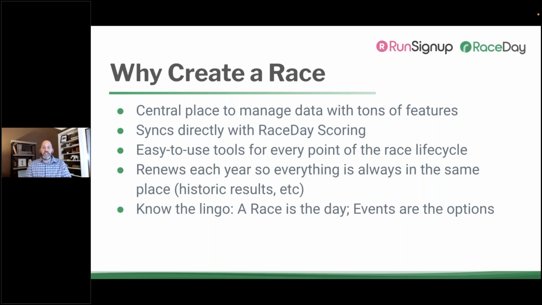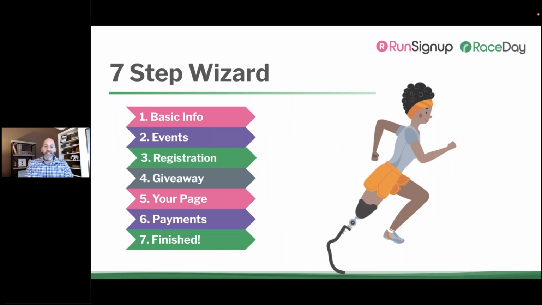And then I want to touch on just the lingo. Those of you that are ChronoTrack timers like myself know that this is actually flipped. A race for RunSignup means the actual day that everything is taking place. For example, if I've got a race this weekend on Saturday, Saturday is what I would refer to as my race. The events are all of the options of things that I can participate in on Saturday. So if I'm offering multiple distances, a marathon, a half marathon, a 5K, each one of those is considered an event, all happening on the race. The race is Saturday. Hopefully that helps a little with understanding how we refer to things on the platform, and you'll see that throughout.